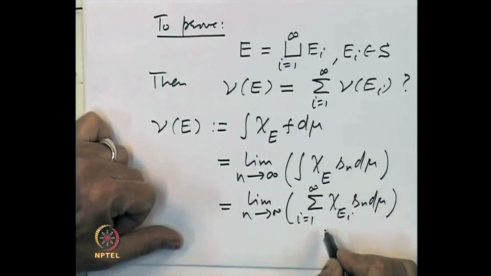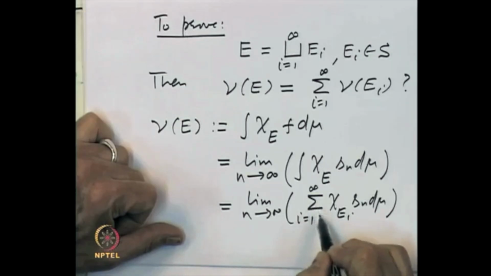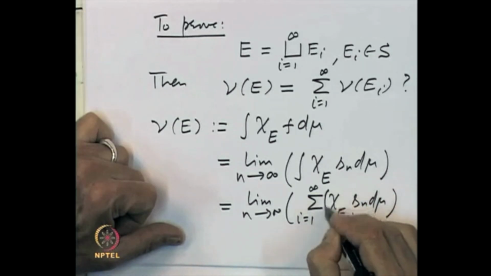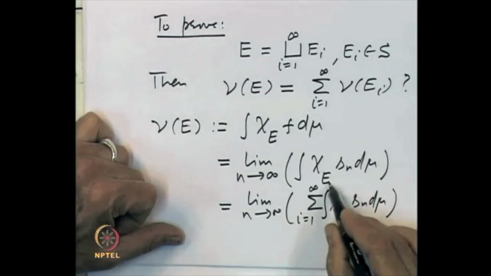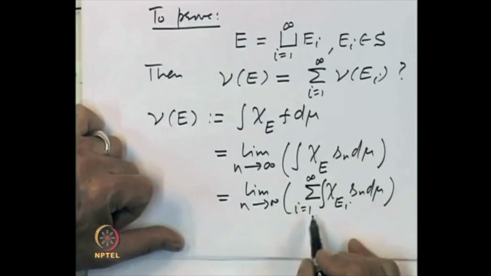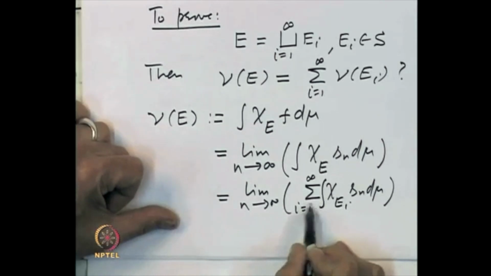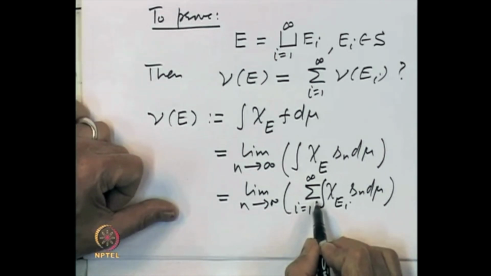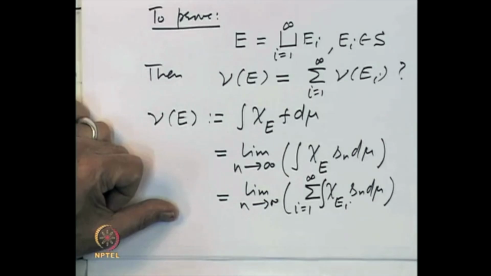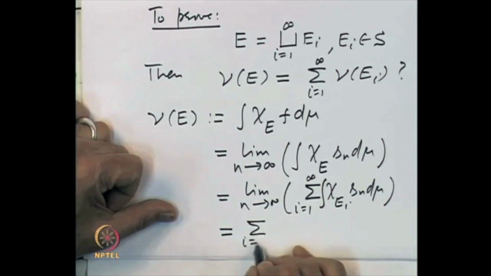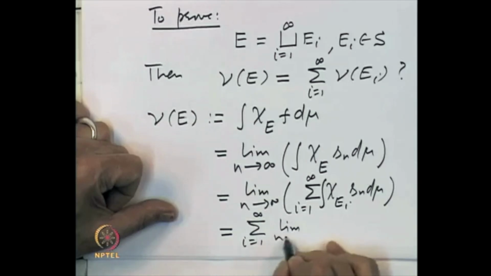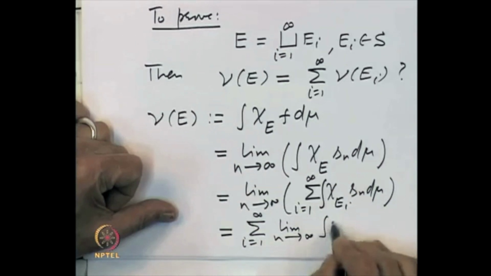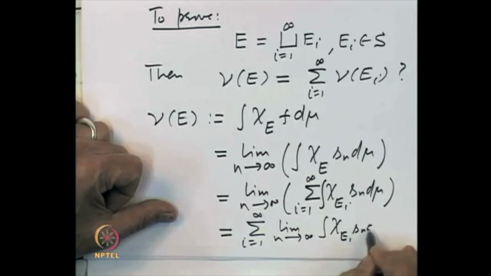And now this is the limit of a series, i equal to 1 to infinity, of the integral of chi E. Since E is a union, this is the integral over the union. Now I am going to interchange this limit and the summation i equal to 1 to infinity, and that is allowed because all the quantities involved are non-negative. So this interchange is possible. I can write it as the summation i equal to 1 to infinity of the limit n going to infinity of the integral of chi Ei Sn d mu.